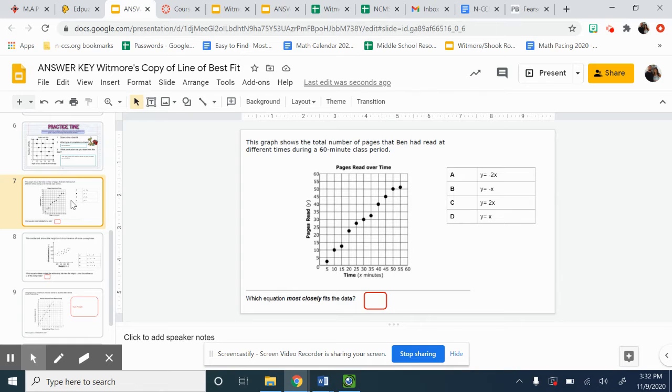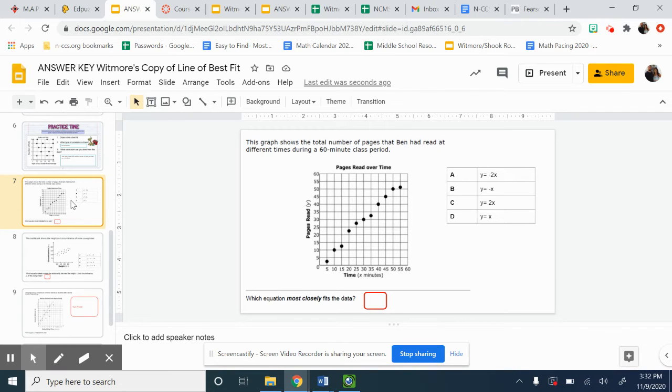Our next one. This graph shows the total number of pages that Ben has read at different times during a 60-minute class period. These are some questions that we pulled that are similar to things you'll see on quarterlies and EOGs, because we want you to be able to see that kind of thing too.